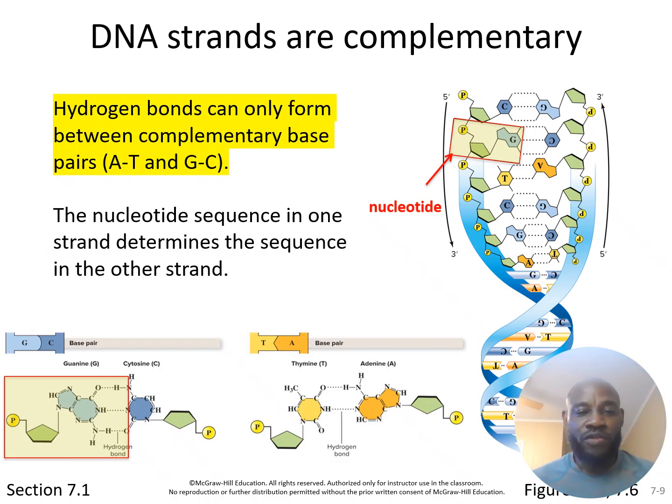The hydrogen bonds can only form between complementary base pairs. A binds with T, G binds with C, right? So the nucleotide sequence in one strand determines the sequence in the other strand because they can only bind. You see a double bond and a triple bond. So they bind with complementary base pairs.